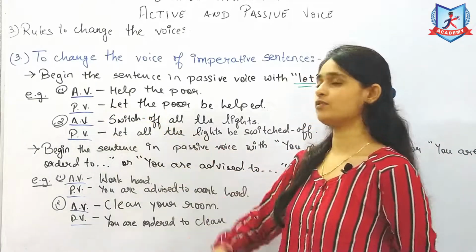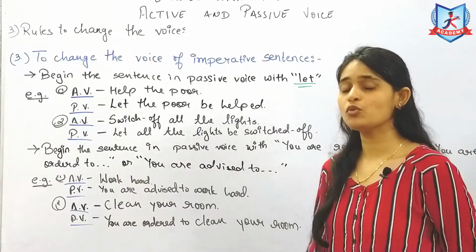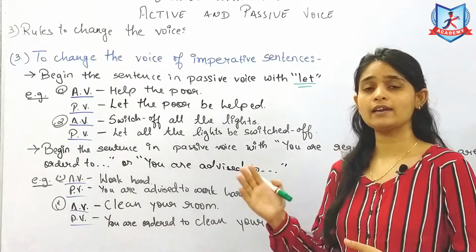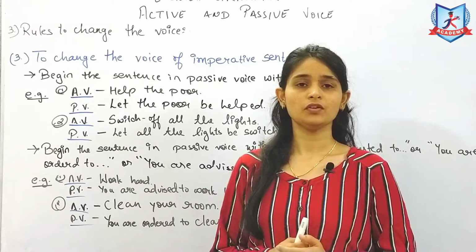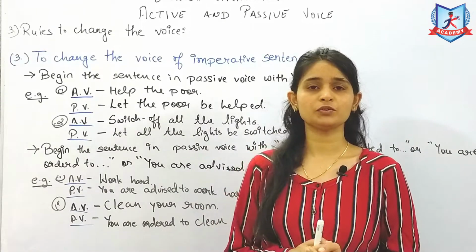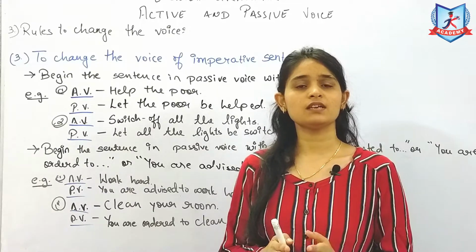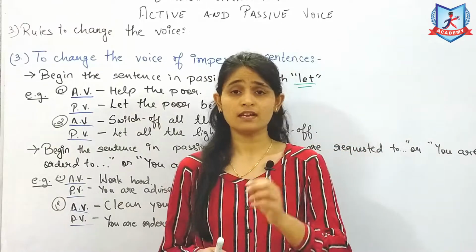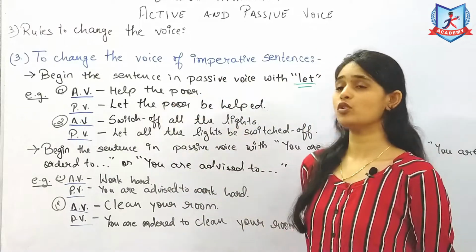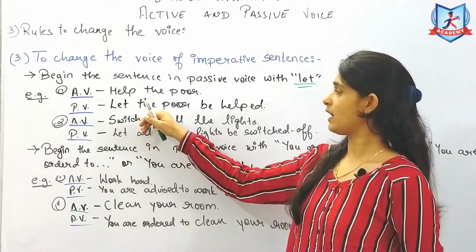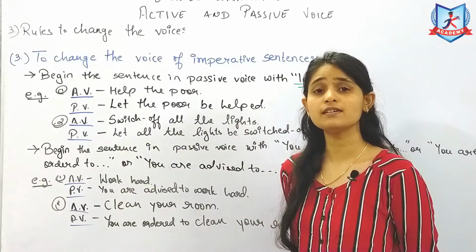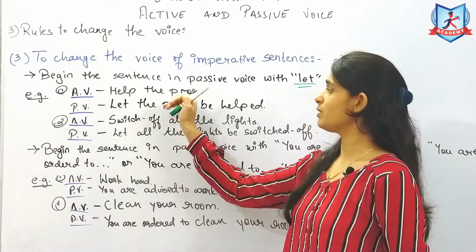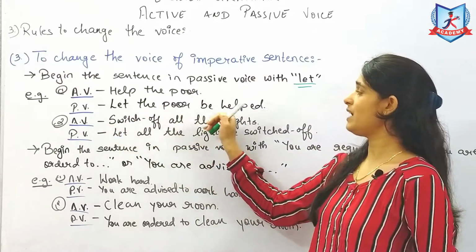So okay, I would write the first word as let, but I need to go back to rule number 1 and 2 of active and passive. Okay, we need to go back to rule number 1 and 2. Rule number 1 states that subject of the active becomes the object and the object becomes the subject. Now my object is the poor, right? And I need to write the word the poor after let. जो भी object है उसे मुझे लिखना है as per the format. So help the poor becomes let the poor be helped.